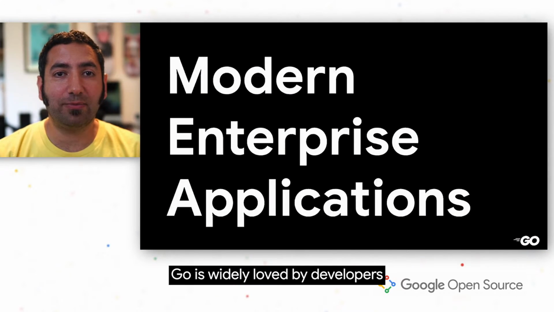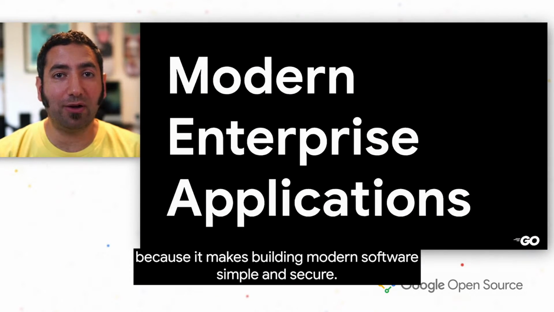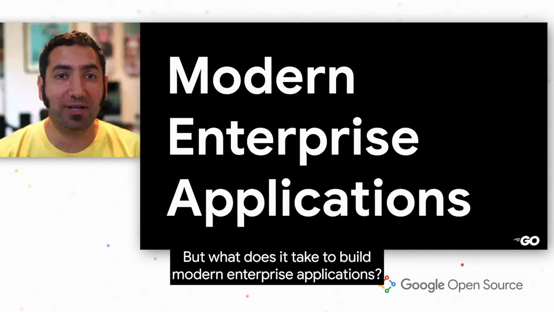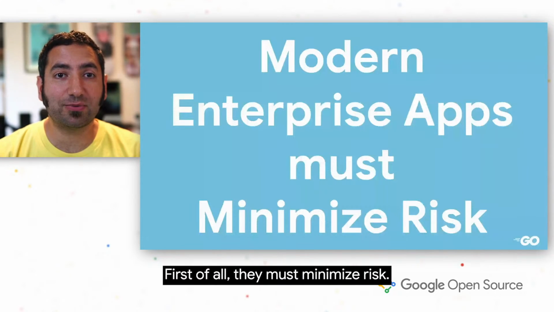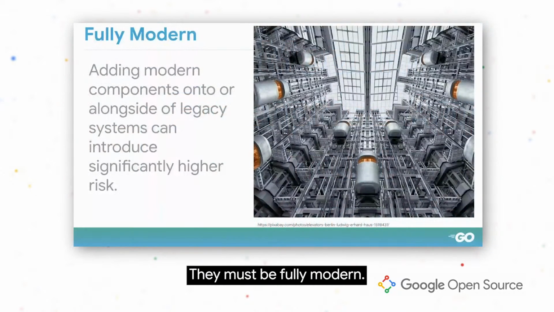Go is widely loved by developers because it makes building modern software simple and secure. But what does it take to build modern enterprise applications? First of all, they must minimize risk. They must be fully modern.